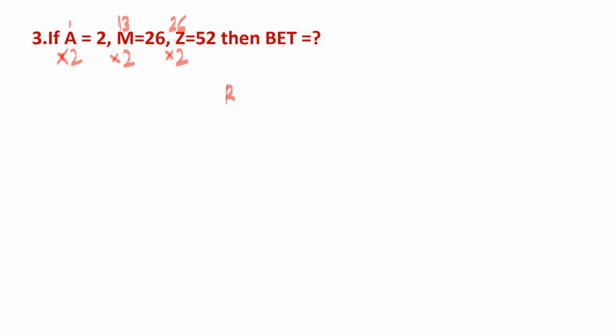So the word he has given is BET. B, E, T is 2, 5, 20. So add all this: 2 plus 5 plus 20 is 27. Now here into 2: 27 into 2 is 54. So the answer is 54.